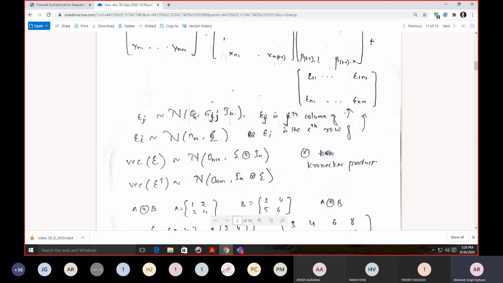Then if you are considering a particular row, say epsilon i, epsilon i reflects a particular row, that is this row or this row. This row contains m number of elements. So it follows again a normal distribution with mean 0, and because this is a vector, it contains m elements, since we are considering a particular row. A particular row contains m elements, and again it has a covariance matrix. Fine. Is it fine? Any problem till now?